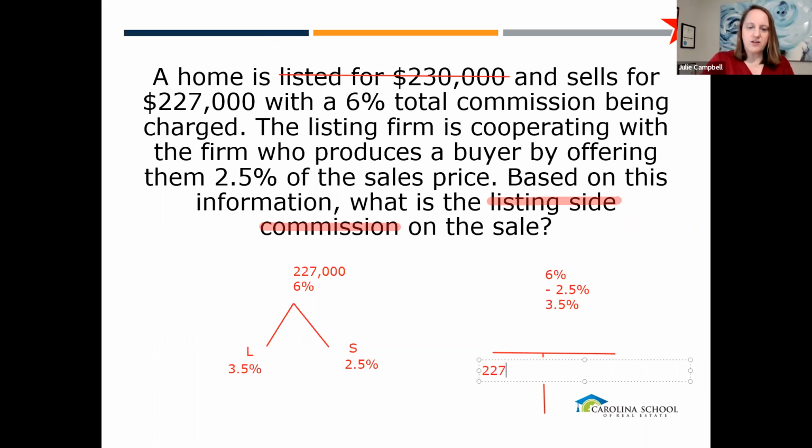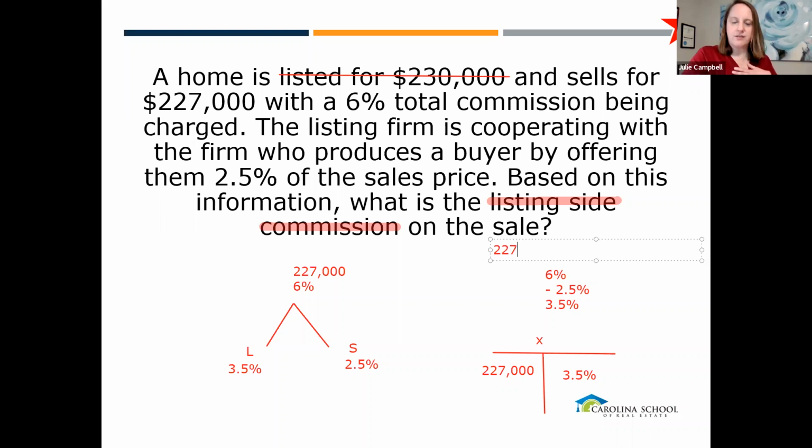I know my sales price is $227,000. The up, down line and the T-bar means multiply. Also, because I'm working down the commission map, working down tells me to multiply. So however you want to see that, or your formula on page 243. I'm running out of room here.